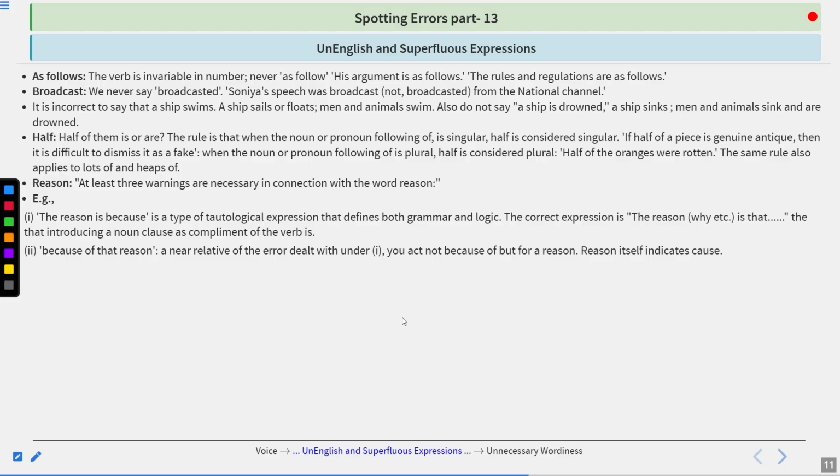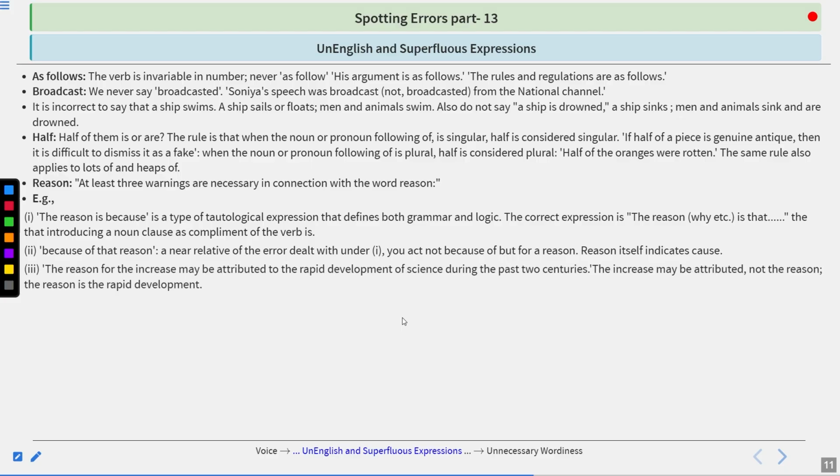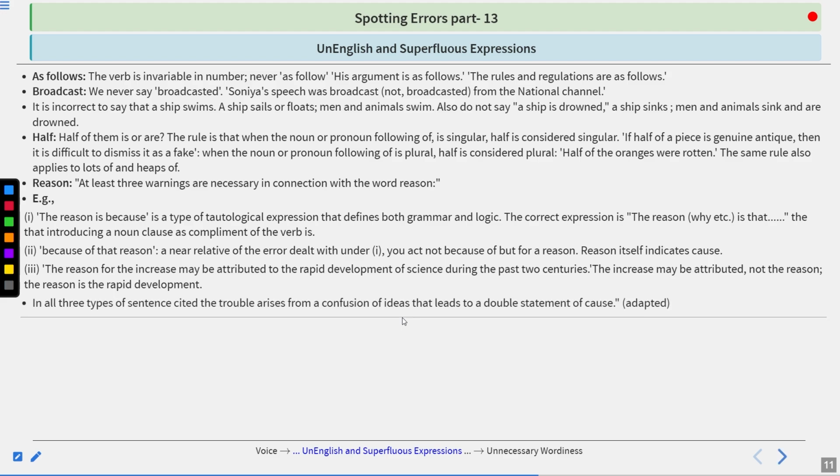"Because of that reason" is a near relative of the error dealt with under one. You act not because of but for a reason. Reason itself indicates cause. I hope you have understood. The reason for the increase may be attributed to the rapid development of science during the past two centuries. The increase may be attributed, not the reason. The reason is the rapid development. In all three types of sentence cited, the trouble arises from a confusion of ideas that leads to a double statement of cause. I hope you have understood.